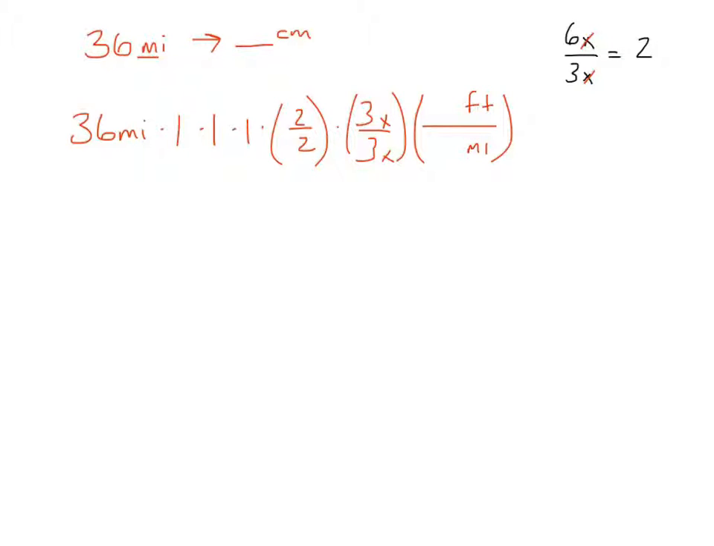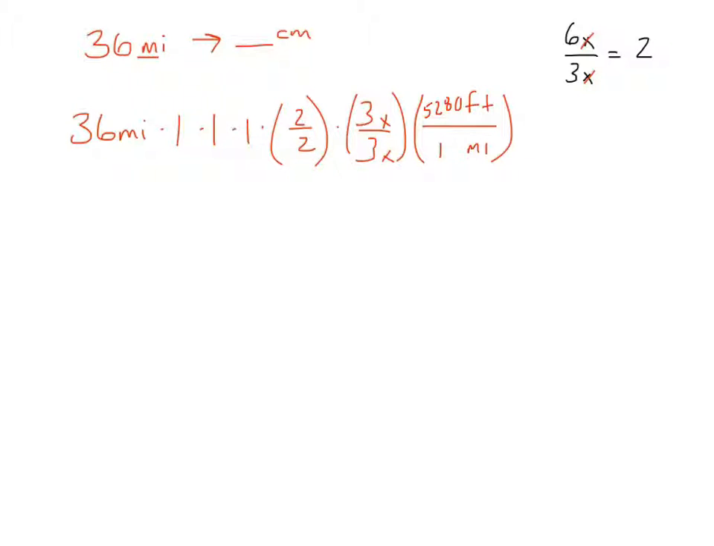All right, now we just have to make sure that we have the right amounts of miles to feet in order for the top and bottom to be equal and have that fraction be equal to 1. You may know that 1 mile is 5,280 feet.